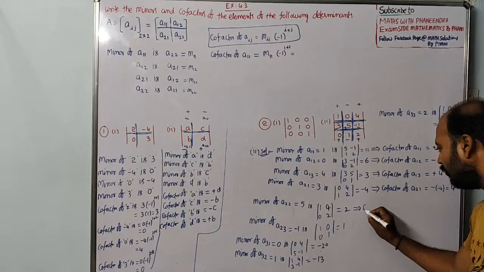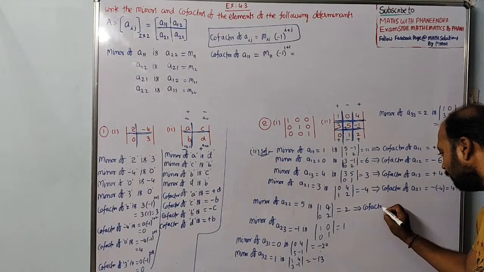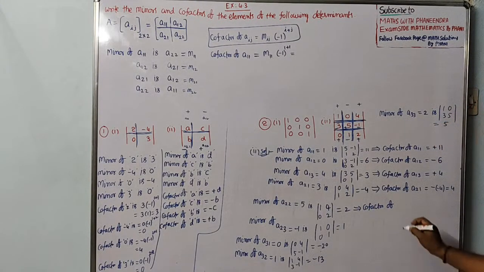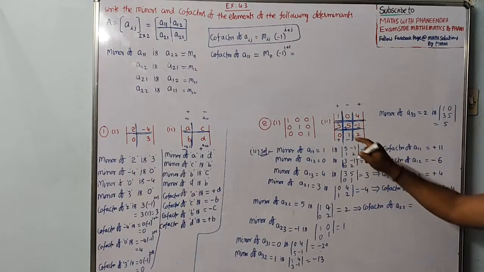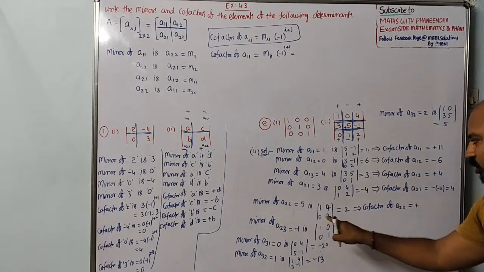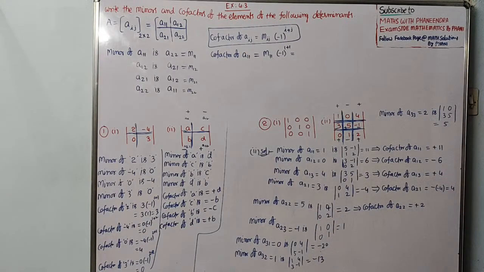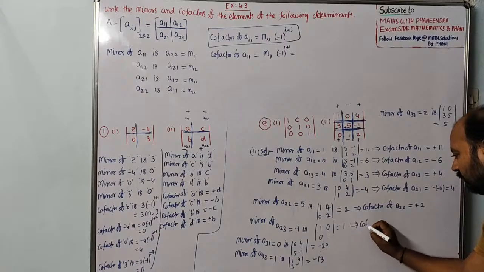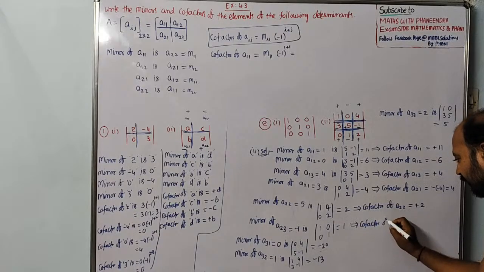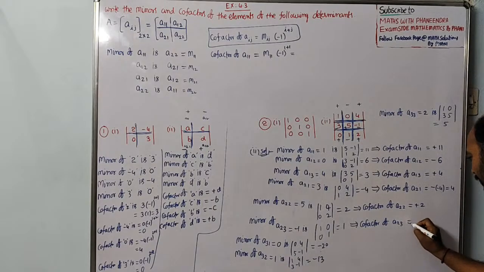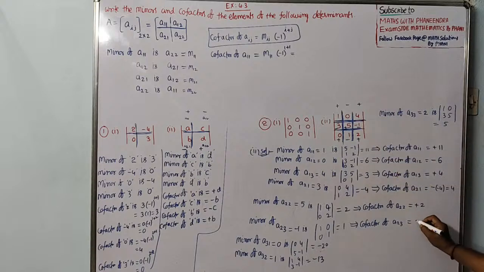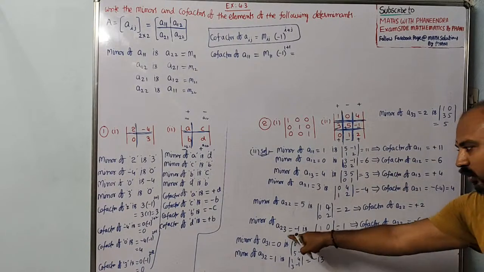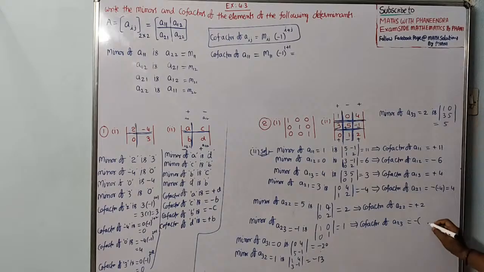Next, cofactor of A22 is equal to, A22 means here plus is there, so the answer for A22 is 2. Next, cofactor of A23, second row, third column. Here minus is there already, and the minor is 1 that we are getting here, so the answer is minus 1.